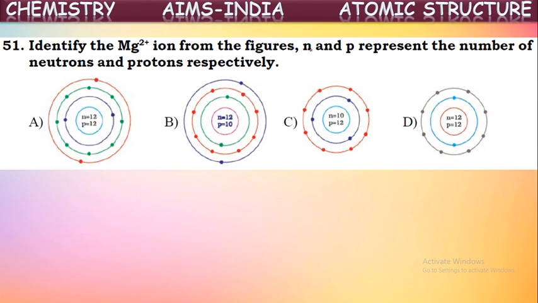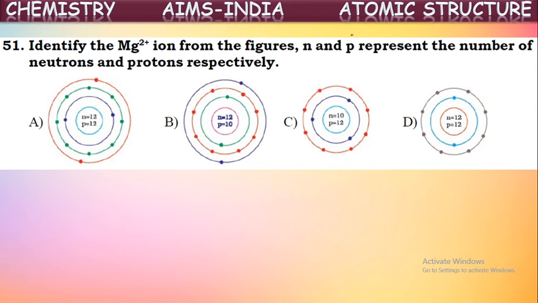Identify the Mg plus 2 ion from the figures. N and P represent the number of neutrons and protons respectively. So here they have mentioned some diagrams representing the magnesium plus 2 ion. We know magnesium has 12 electrons. Mg plus 2 ion means it lost 2 electrons, so it will have 10 electrons. See which one has 12 protons, because the atomic number of magnesium is 12. So in the nucleus it should have 12 protons, and in the shells it should contain 10 electrons.